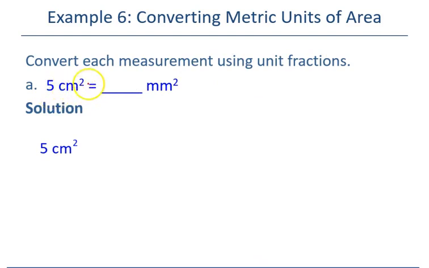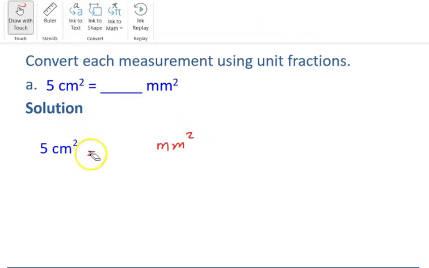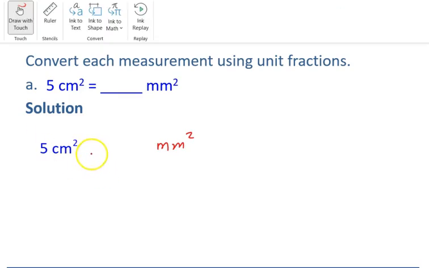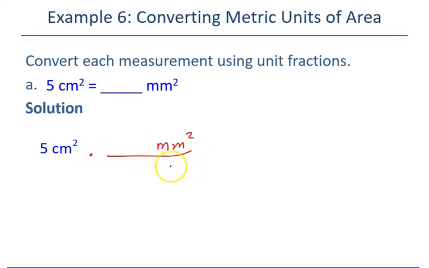5 centimeters squared equals how many millimeters squared? Okay, so we got this 5 centimeters squared here. We know he's the top one. I got to get rid of him. Okay, I know my millimeter squared. That's the guy I want to keep. In fact, I need to get rid of that equal sign, and let's make that a multiplication sign. Okay, so we're multiplying this. Okay, and I want to get rid of the centimeters squared.